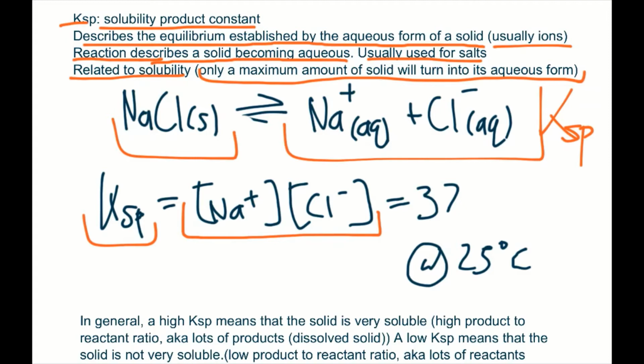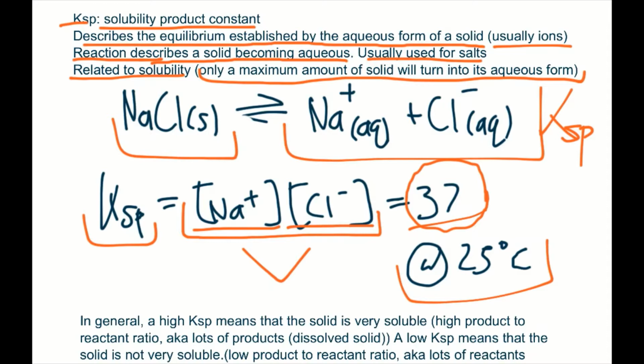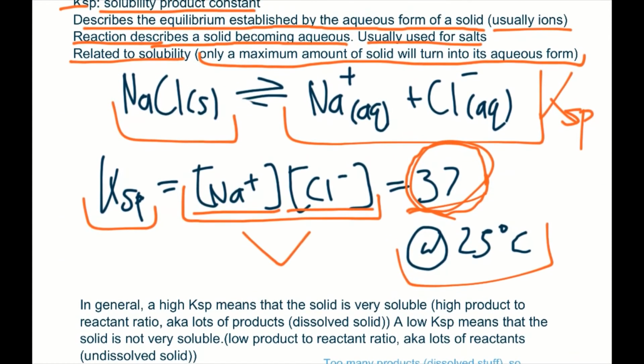And in this case, it seems like the Ksp of sodium chloride is 37 at 25 degrees Celsius. So this essentially tells you how much you can dissolve before you hit a cap. So for example, it will tell you how much Na+ and how much Cl- you can have in the solution. And once you hit 37, or when the concentration of Na+ and Cl- multiply out to be 37, then you've hit your cap and you cannot dissolve anymore. So it's a nice way to think about things. And now let's actually talk about more things.